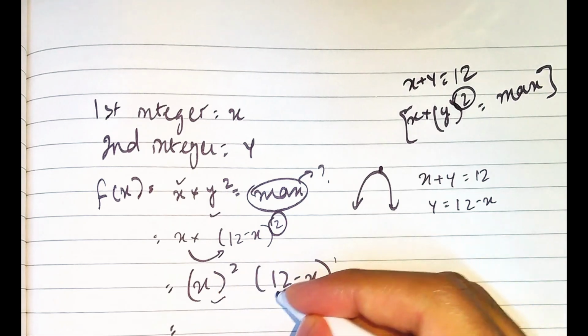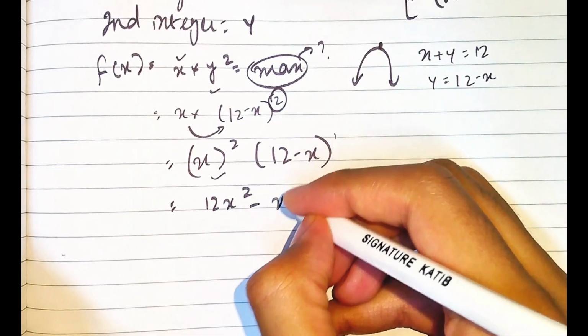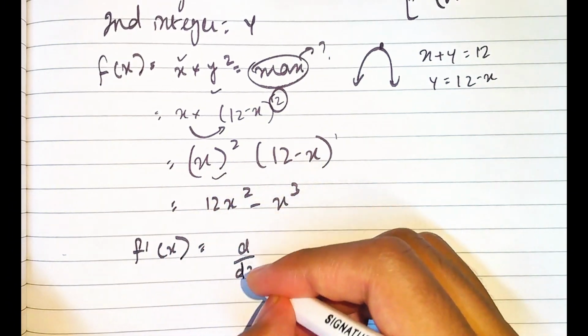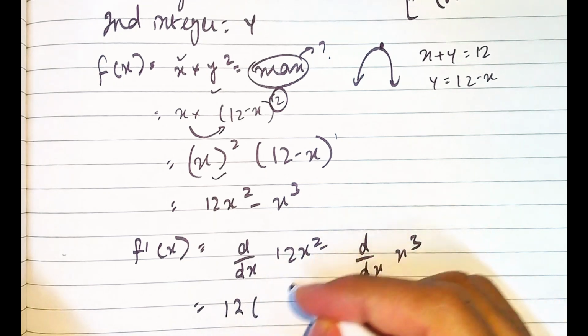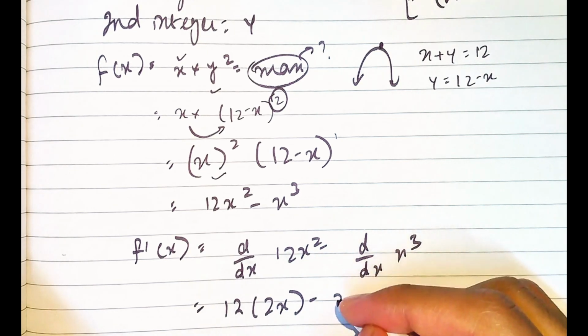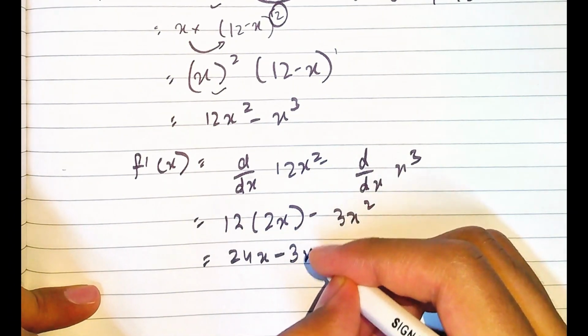First of all, let's multiply this x square into 12 minus x. So we have 12x square minus x cube. Now let's take the first derivative of this function. The derivative of 12x square will be 12 times 2x, and minus the derivative of x cube, which is 3x square. So 12 times 2 is 24x, minus 3x square.